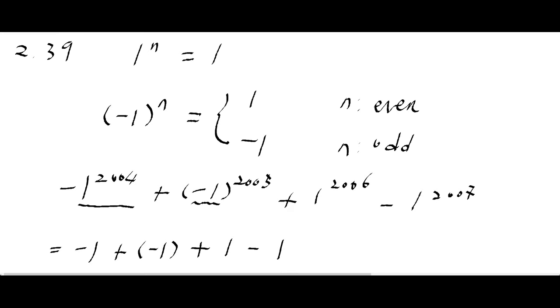Understand me? You can first eliminate these two things. 1 minus 1 is 0. You just add up negative 1 plus negative 1, which is negative 2, right? You understood?